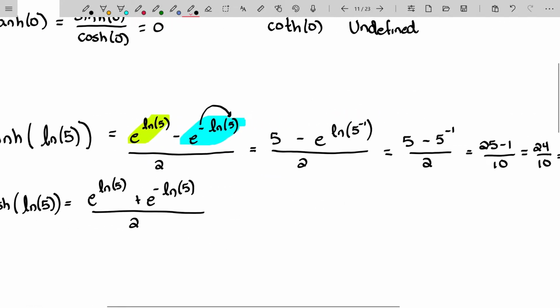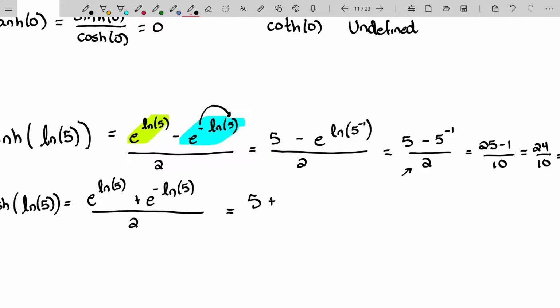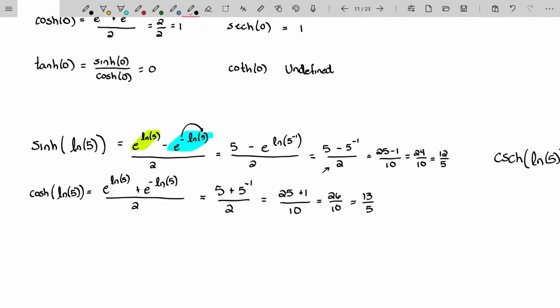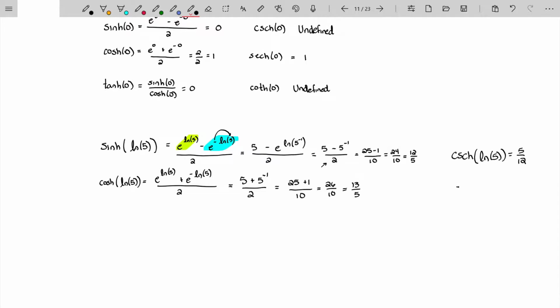Just by beautiful symmetry here, I'm just going to go ahead and say this equals, I'm going to steal this notation right here, (5 + 5^(-1))/2. Multiply top and bottom by 5, you get (25 + 1)/10, or 26/10, and that's 13/5. And therefore the sec of the natural log of 5 is equal to 5/13.